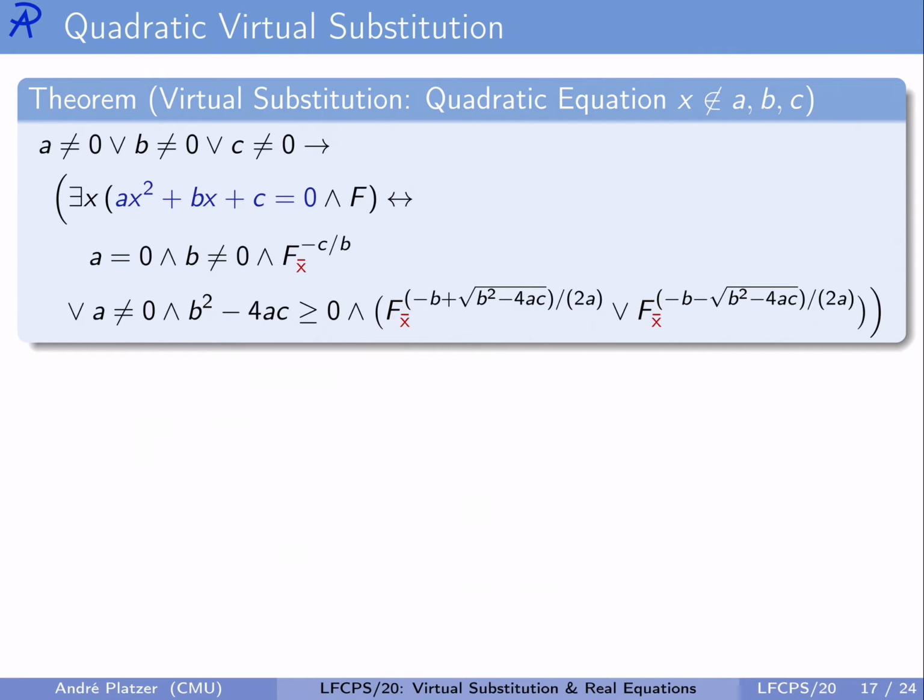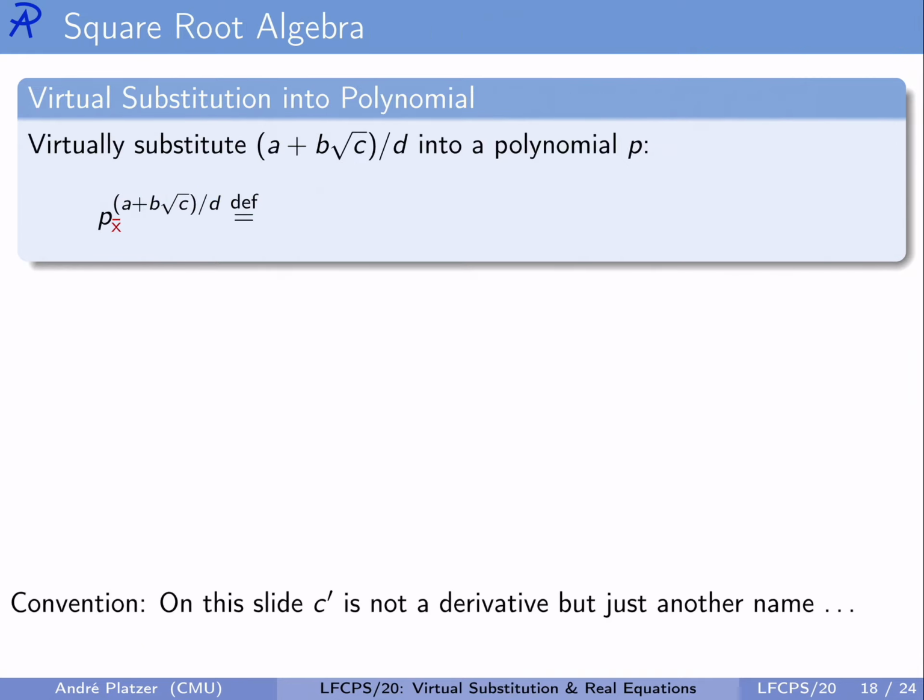So let's go there. Let's develop the virtual substitution for these square root expressions. If we start at the basics, how would we substitute a square root expression a plus b times square root of c divided by d, for terms a, b, c, d, into a polynomial p? Well, a polynomial, that's syntactically just a bunch of additions and multiplications, right? So in other words, if we figure out how to add and multiply expressions of this shape, it's very easy, right? If you plug in a plus b times square root of c over d into a polynomial, we're just evaluating the additions and multiplications in it.